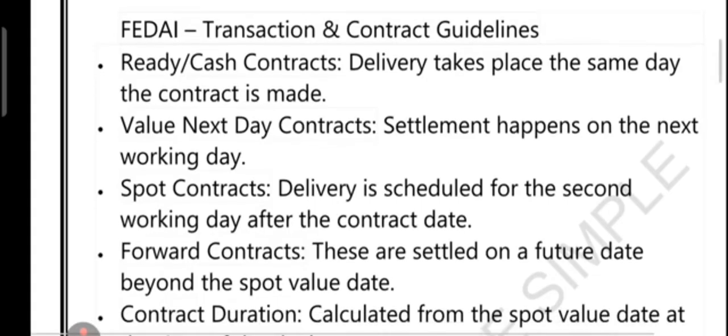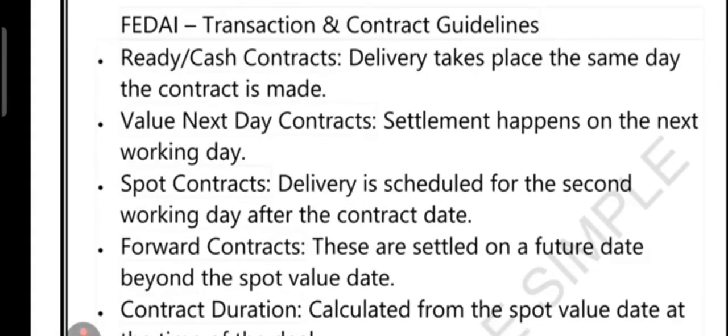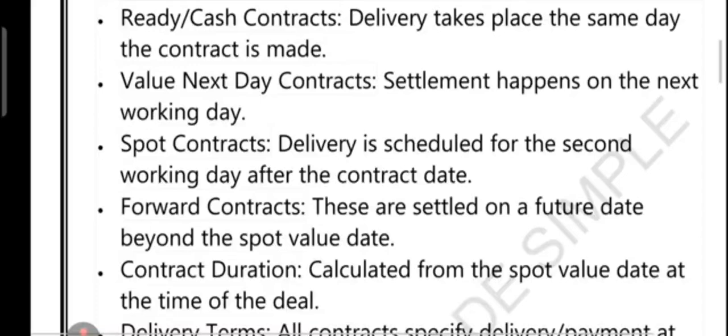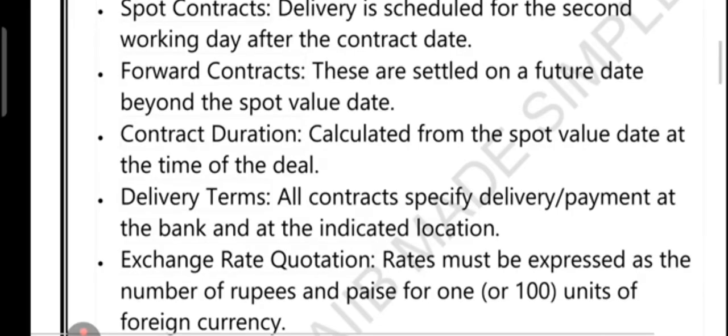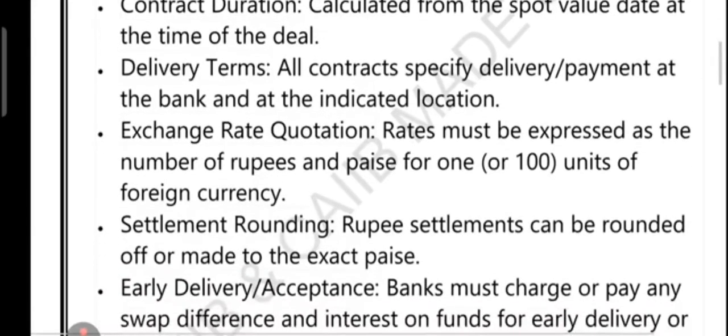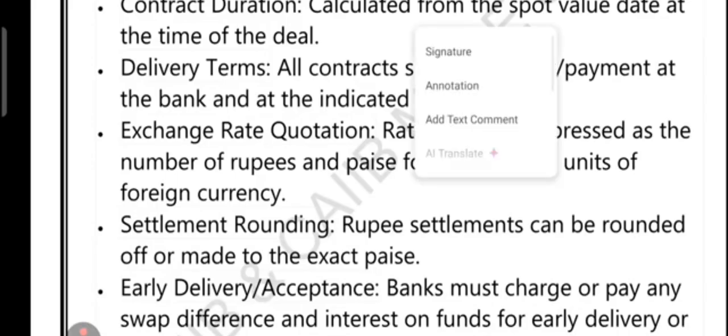So we are talking about the forward contract. What I told you is that these are settled on a date beyond the spot date. Now while calculating how long the contract lasts, FEDAI counts from the spot value date, right? FEDAI always counts from the spot value date. This is a very important rule, not the day you sign the deal. And all contracts clearly mention where and at what bank the payment or delivery will take place.